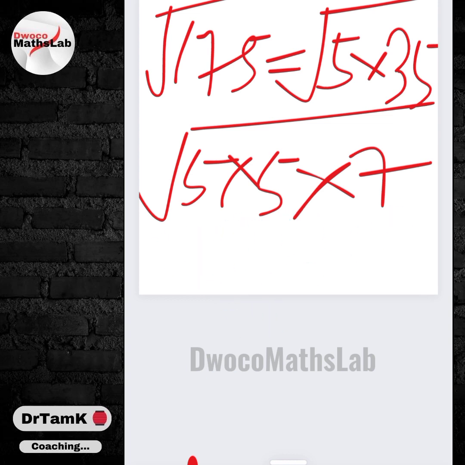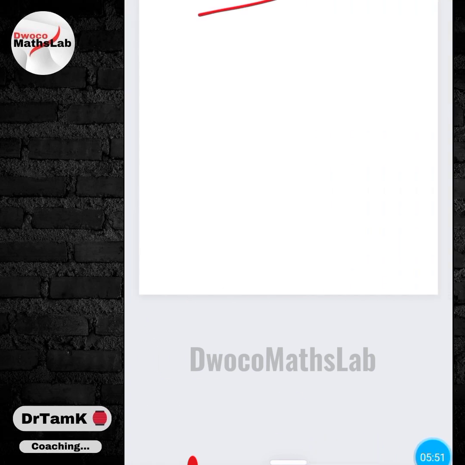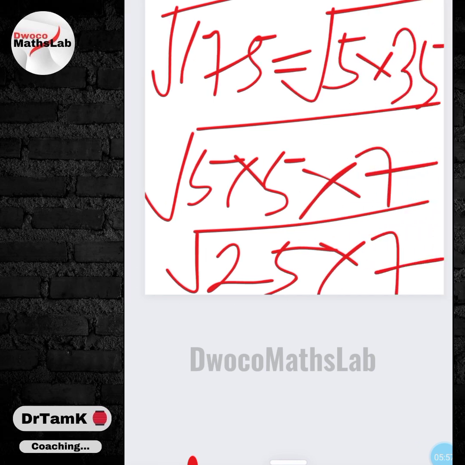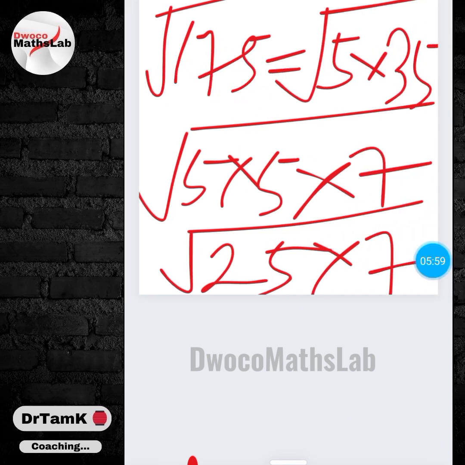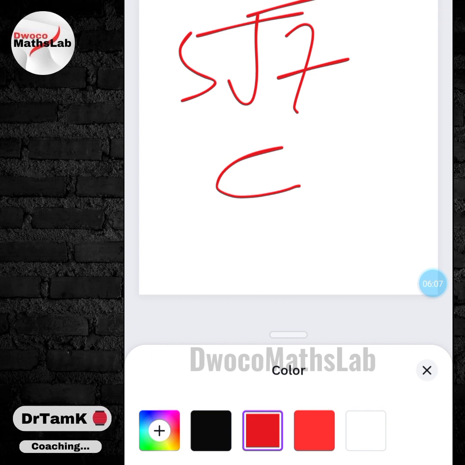Now 5 times 5 is 25. So that's going to give us 25 times 7. And square root of 25 is 5. So that's going to give us 5 root 7. So obviously root 175, which is a single surd, is equal to 5 root 7 as the basic surd. Is it clear?